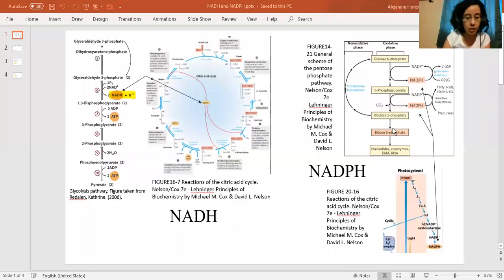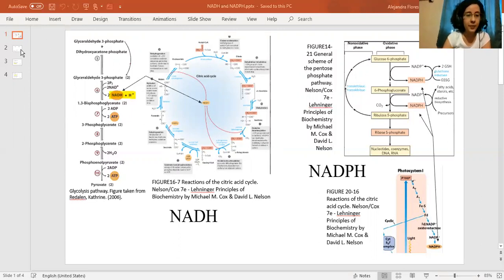Also, we have NADPH. NADPH is produced in the pentose phosphate pathway and in the light reaction of plants. What is a little bit interesting about NADPH in the pentose phosphate pathway is that the essential product is not the pentoses, it's the NADPH, and I'll explain later on why that is. Both coenzymes undergo reversible reduction of the nicotinamide ring.